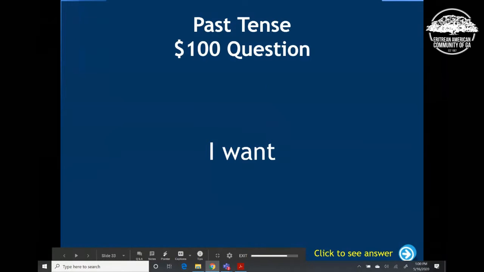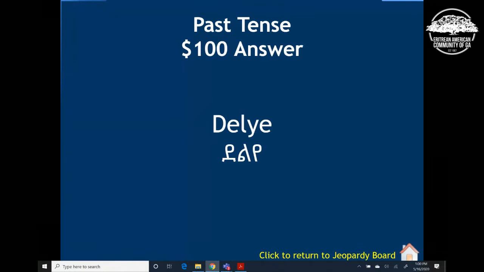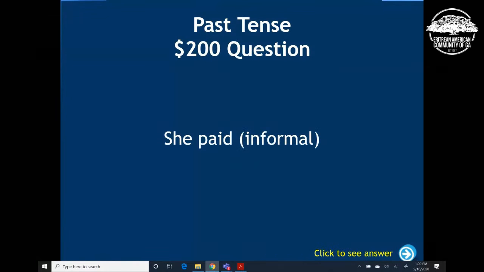This is a little bit easier. This present is I want, or I wanted in the past. Adam? Delia. Yeah. So 100 for Adam. Okay. So I want in the past tense. Now in the past tense, how do we say she paid? So this is informal, she paid.